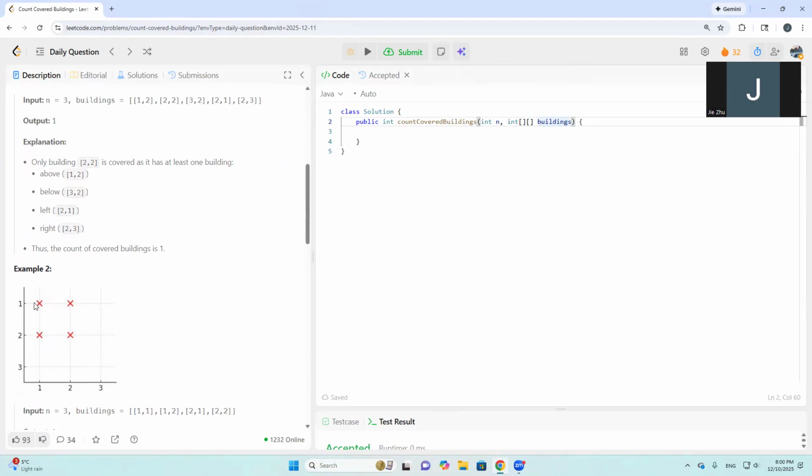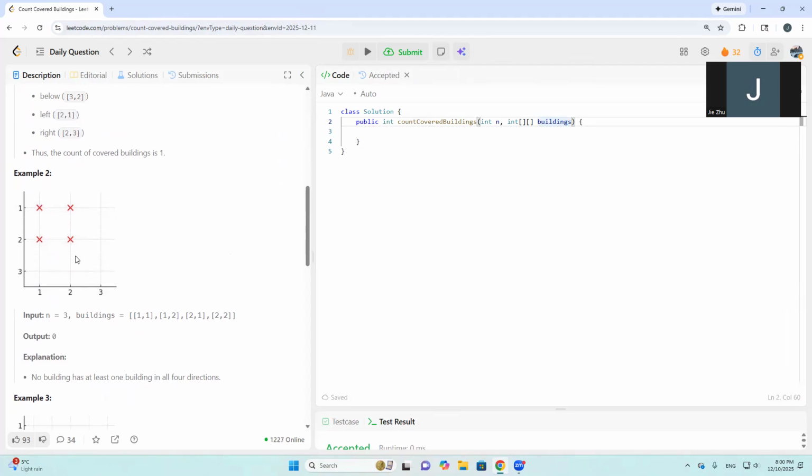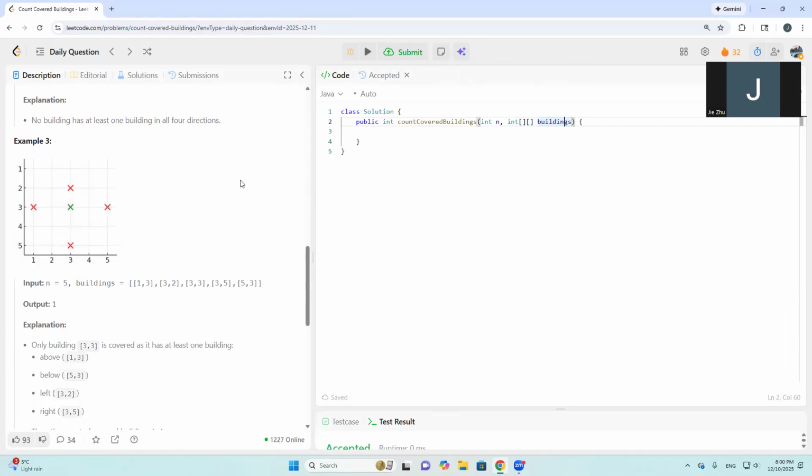Second example, it returns 0, right? Because for every point, we cannot find a building in some of the directions, one which is smaller or greater. And the third example, let's see, this green one also has a building on its left and above and the right and below.